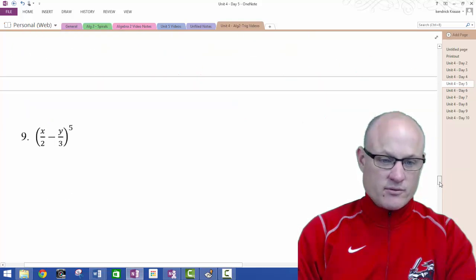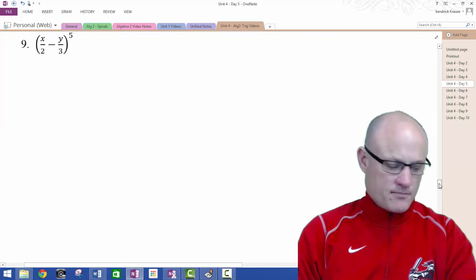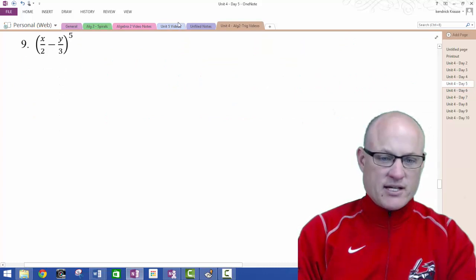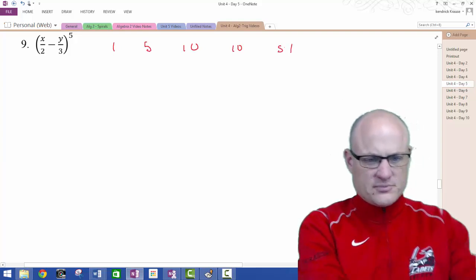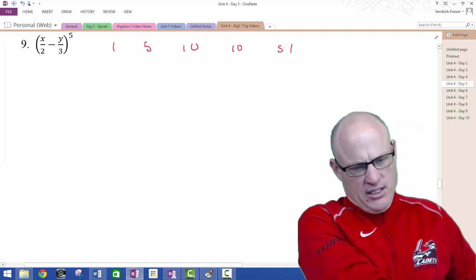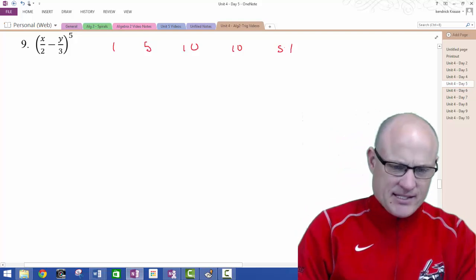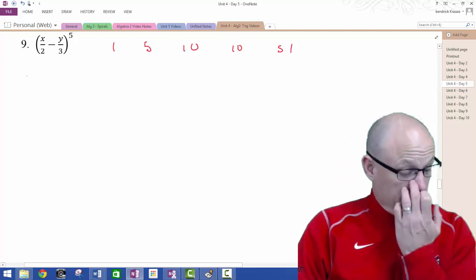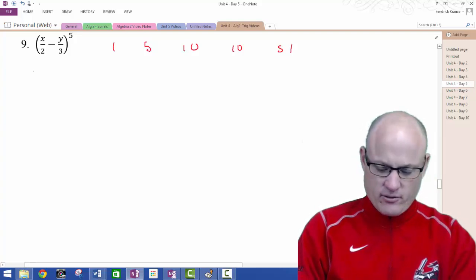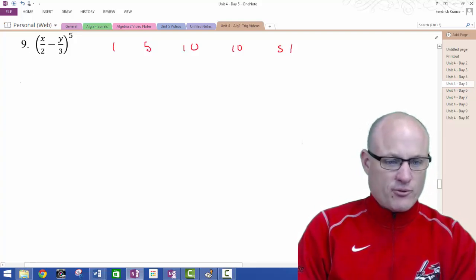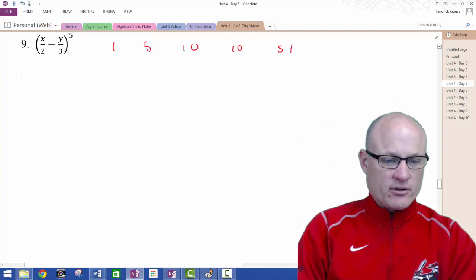This one's even worse. 1, 5, 10, 10, 5, 1. All right. Now, what makes this one bad is it's fractions. So we're going to challenge ourselves with fractions. Luckily, we only have two left that are annoying. We got two fraction ones. You can practice this one with me and try the next one on your own if you'd like.